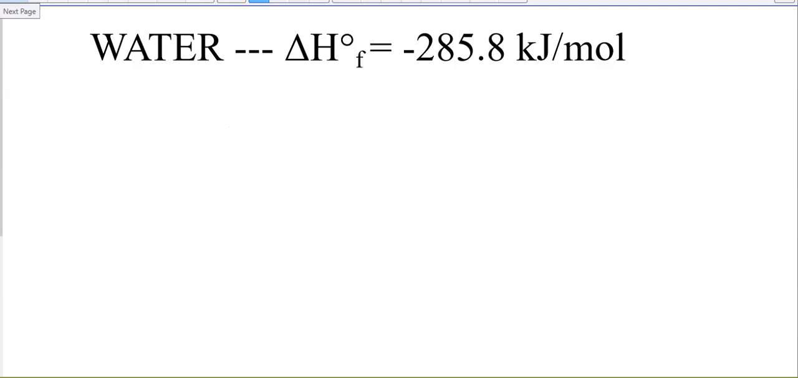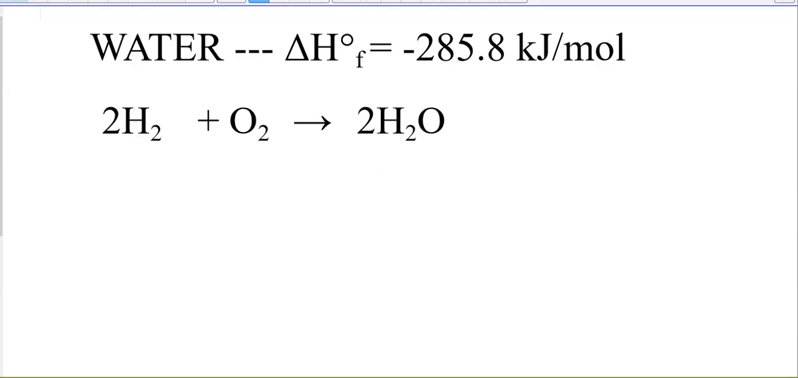If I look at water and I wanted to show, okay, well, I know liquid water has negative 285.8 kilojoules for every mole. So if I actually did the equation to create water, I would need 2 parts hydrogen for every 1 part oxygen. That will create 2 parts of water, or 2 moles of hydrogen for every 1 mole of oxygen will create 2 moles of water.